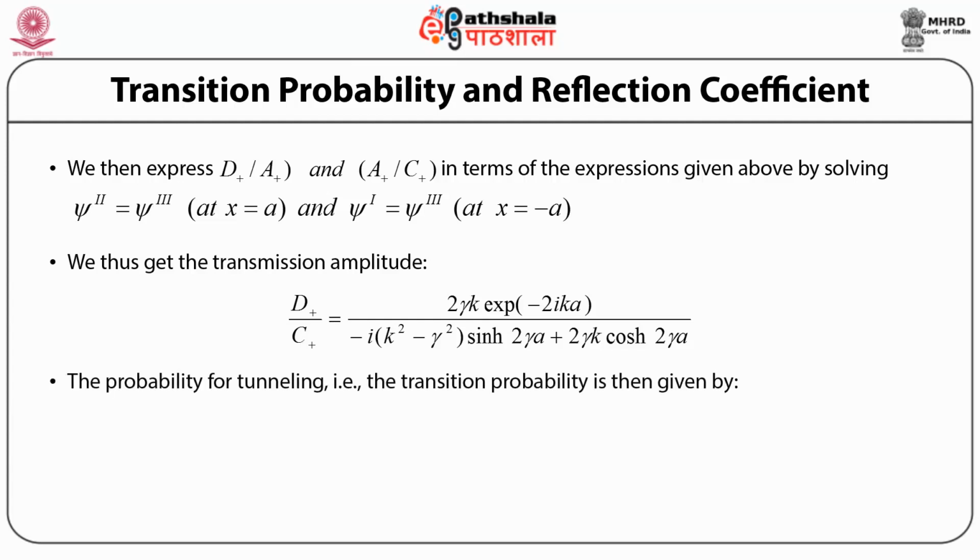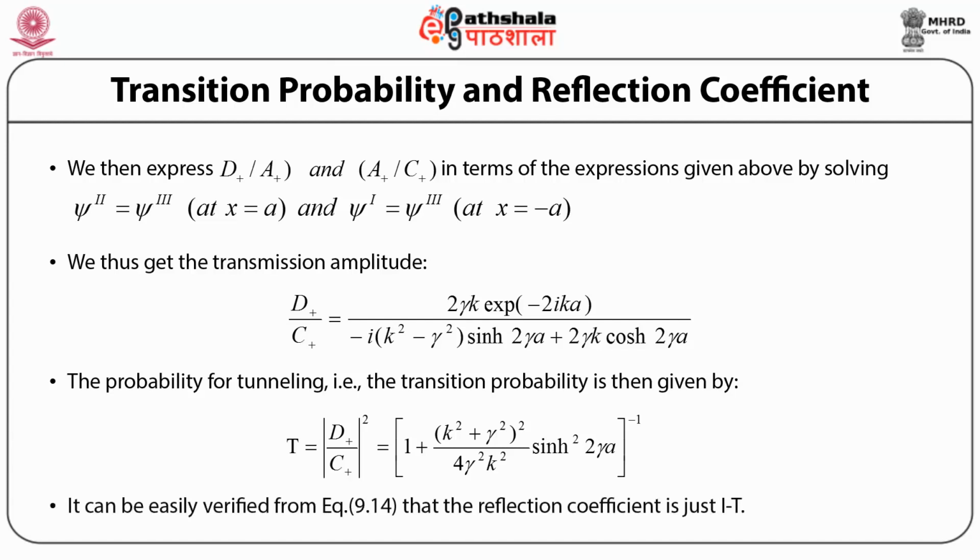The probability for tunneling, that is the transmission probability, is then given by T equal to the square of modulus D plus by C plus, which is equal to the inverse of 1 plus the square of k square plus gamma square divided by 4 gamma square k square into sinh square 2 gamma a. It can be easily verified from equation 14 that the reflection coefficient is just 1 minus T.